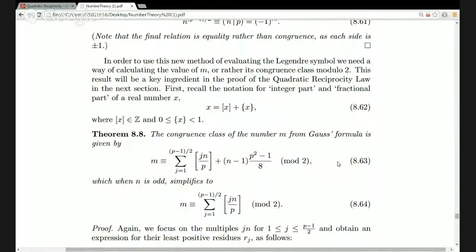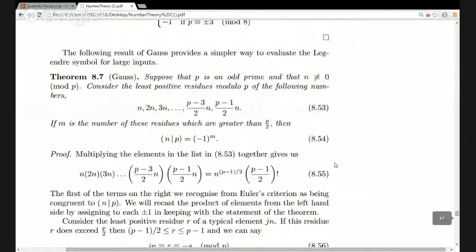Now here, we can give a little bit of an explanation for how this is going to have anything to do with counting lattice points in the plane. How is it at all going to link to anything geometrical? Well, this was Euler's criterion. This was our result due to Gauss, counting the number of these things that produced a residue past the halfway stage. We considered these multiples of n because when you multiply them all together, you get this power n to the p minus 1 over 2, which is in Euler's criterion.